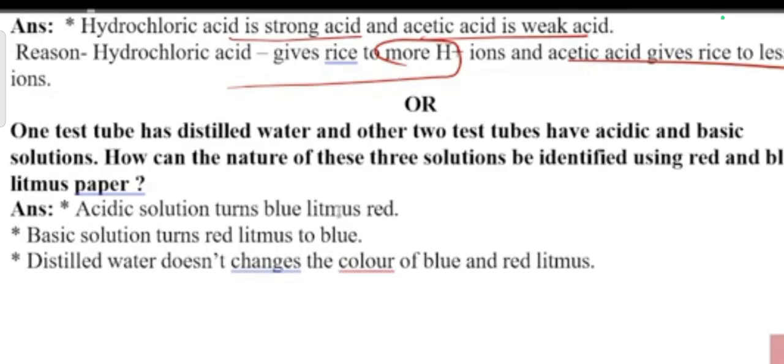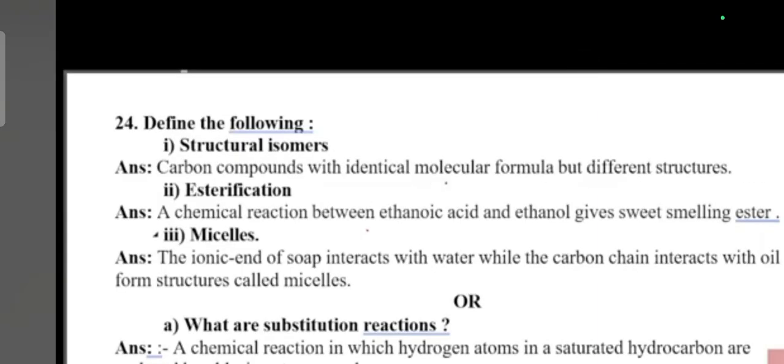Next question. One test tube has distilled water and the other 2 test tubes have acidic and basic solution. How can the nature of these 3 solutions be identified using red and blue litmus paper? Question number 24. Define the following: structural isomers, esterification, micelles.